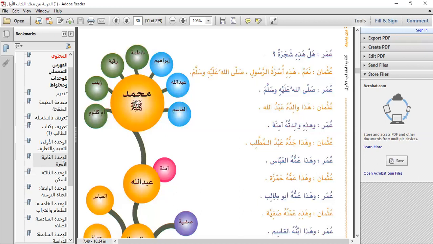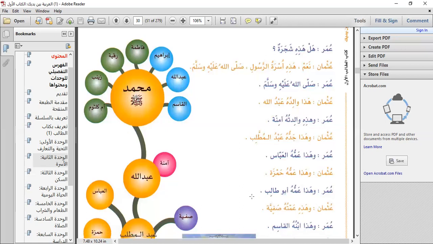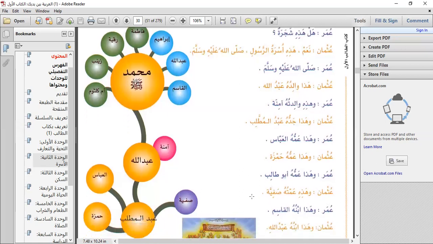And wa hadha ammuhu Abu Talib. Another paternal uncle is Abu Talib. So three paternal uncles here: Al-Abbas, Hamza, and Abu Talib. Paternal uncle means chacha. In Arabic, there's no taya or chacha differentiation. Amm is used for all the brothers of the father. And ammah, if you add ta marbuta with amm, that will make paternal aunt.